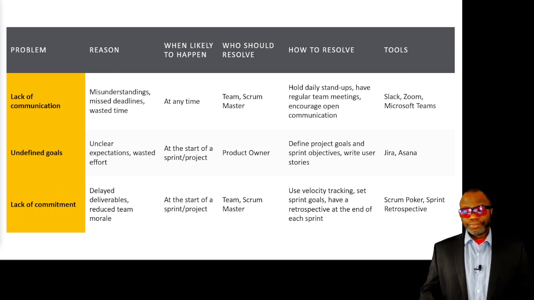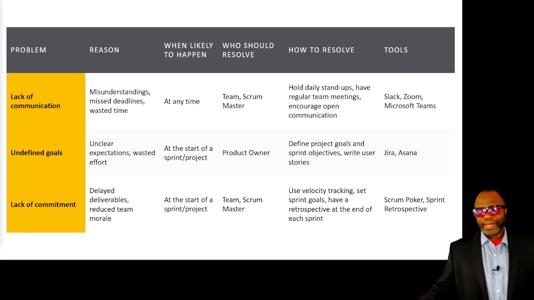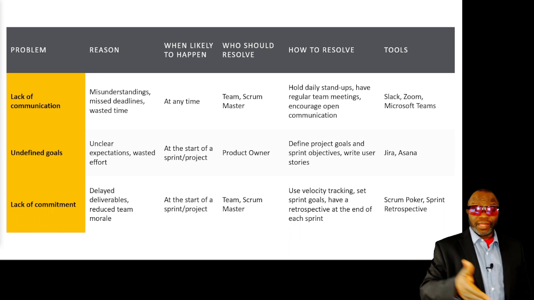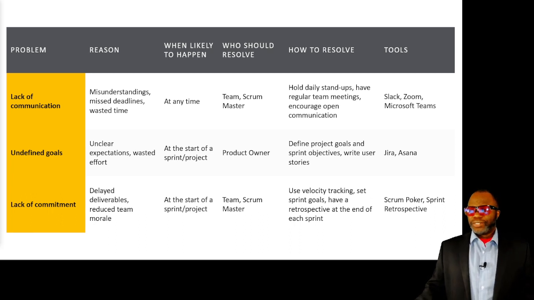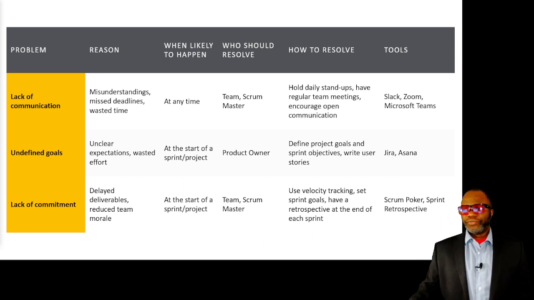Undefined goals, similar to what we were looking at in the Agile practice guide. So we're talking about unclear expectations, wasted effort. It could happen at the start of a sprint or project when things are pretty green. Who should resolve it? The product owner needs to know the vision and needs to understand the stories in their backlog. So there's a lot of accountability there in the product owner. How to resolve: define project goals, define sprint objectives, and write user stories.